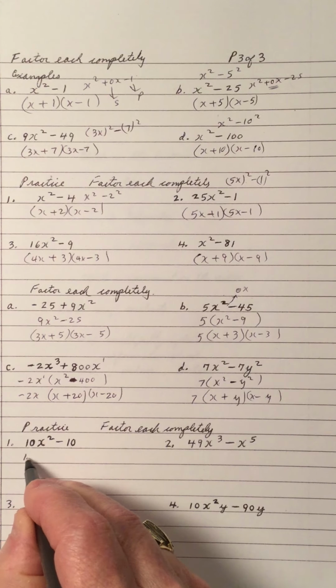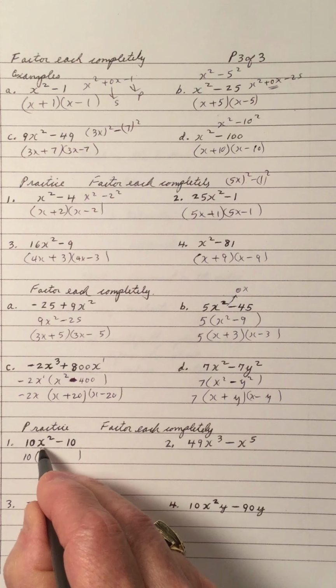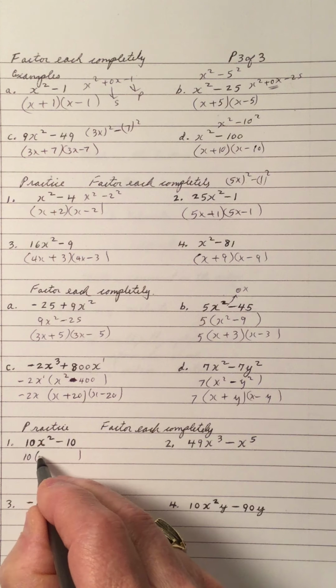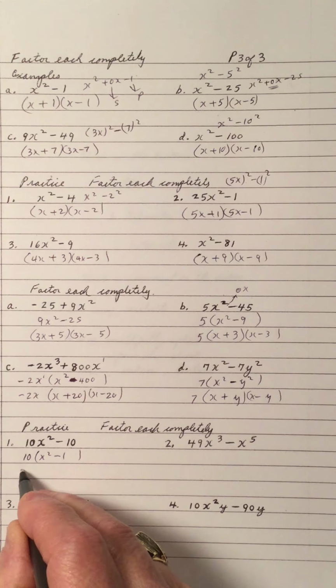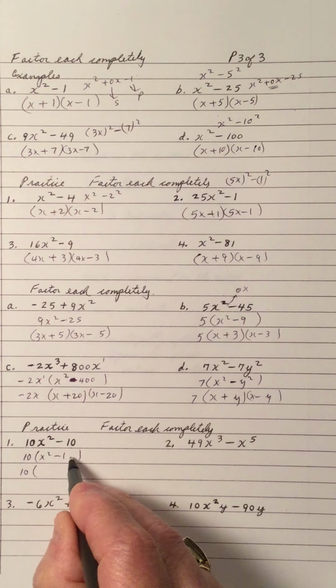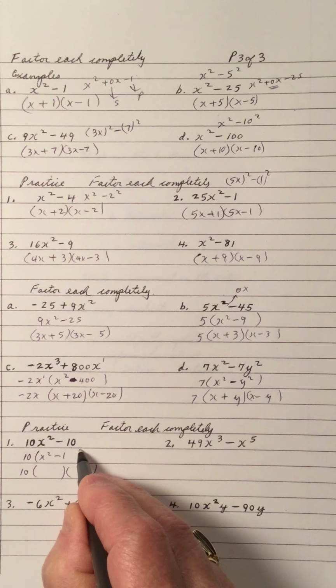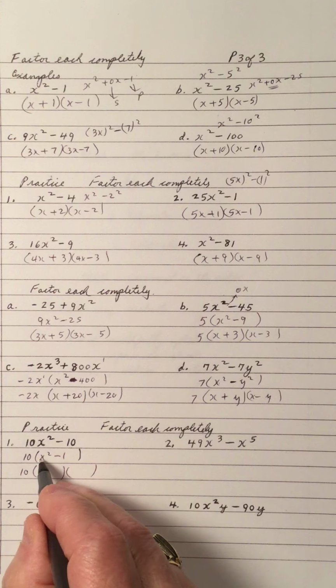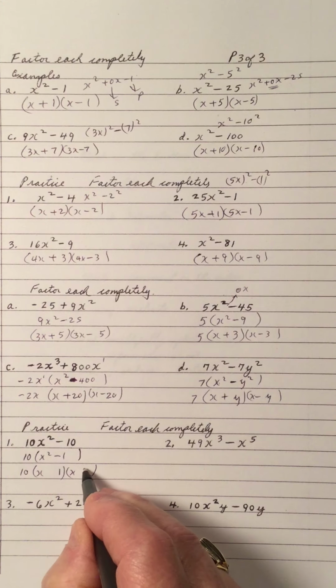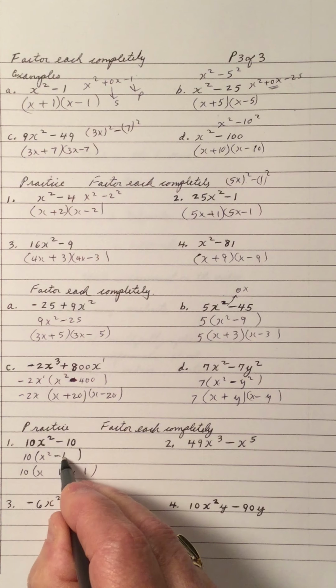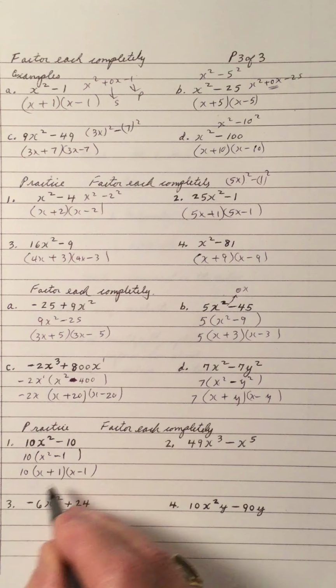Yes. 10 is the GCF. Take it out. 10 divided into 10x squared is x squared. 10 divided into negative 10 is negative 1. So we have a 10. Can we factor this? Yes, because it's the difference of 2 squares. X squared is x and x. 1 is got to be 1 and 1. And there's a minus 1 on the end, so it's got to be a plus and a minus. Perfect.